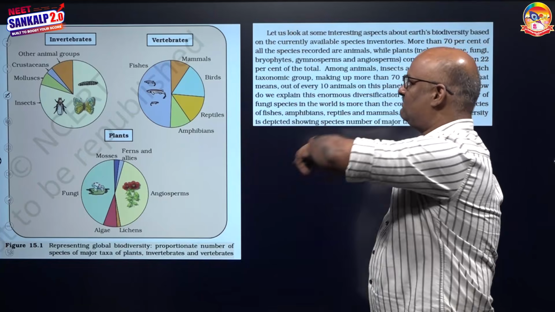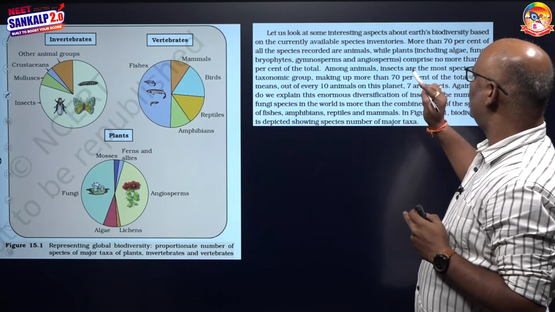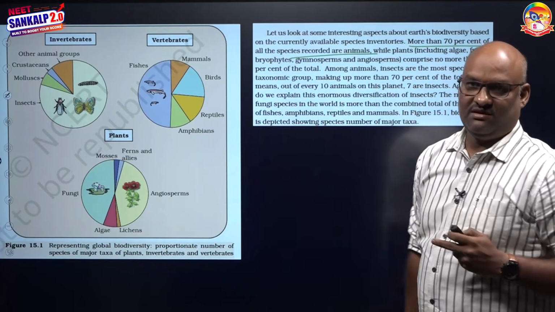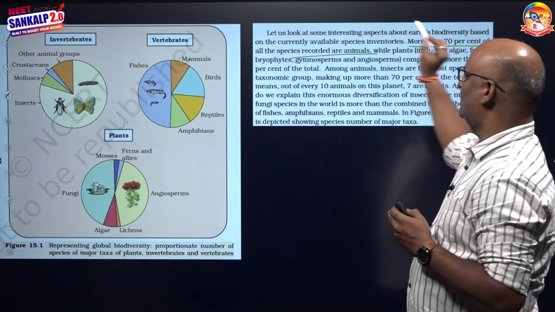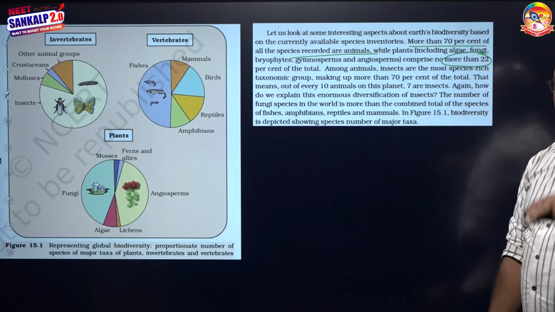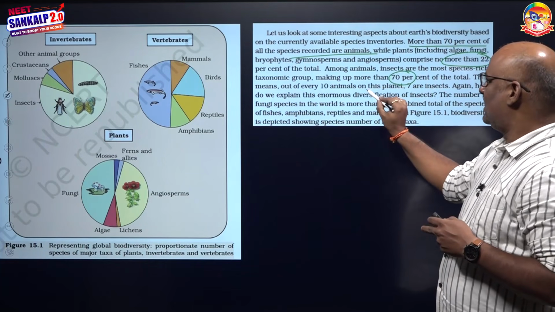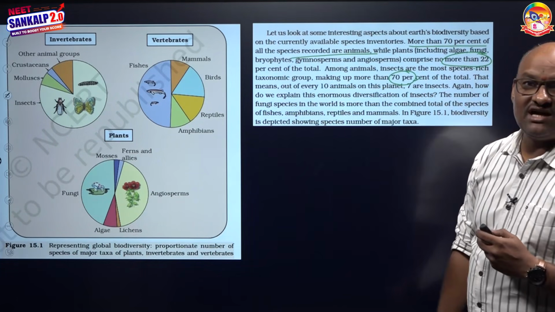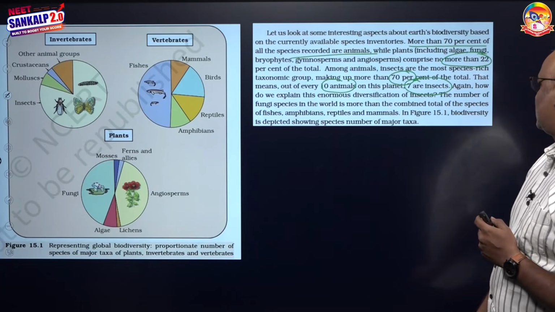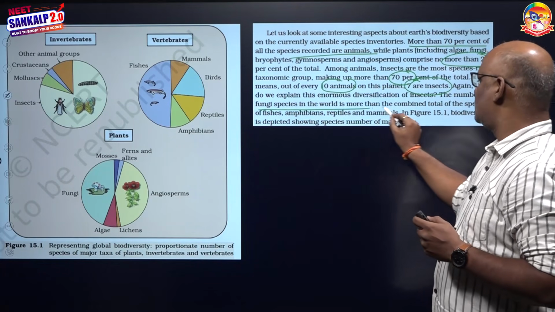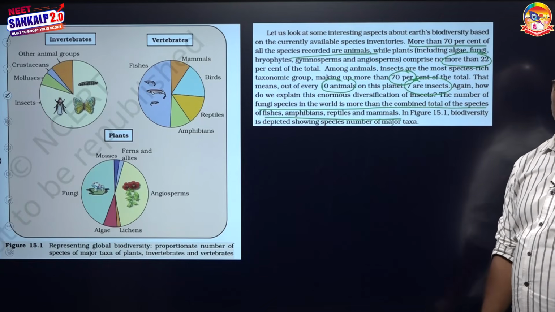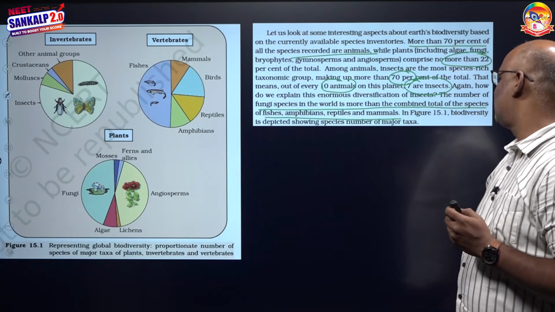Now, here we have some different pie diagrams. If you look at this, out of all the species which have been discovered, more than 70% of the species recorded are animals, while plants including algae, fungi, bryophytes, gymnosperms and angiosperms are not more than 22%. Even in the animals, out of 70% of the animals, again 70% are insects. For every 10 animals, 7 are insects. The number of fungi species in the world is more than the combined total of the species of fishes, amphibians, reptiles and mammals. Very important. Number of fungi is more than fishes, amphibians, reptiles and mammals.